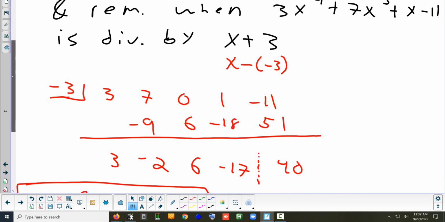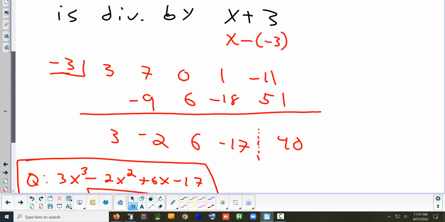Oh, that's okay. Is that 51? Oh, yeah. Negative 3 times negative 17, that is 51. Everything is right. Just copy that, don't listen to what I'm saying.